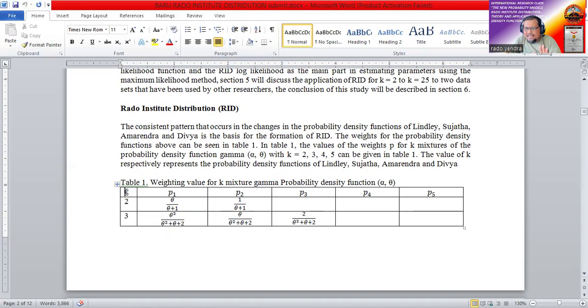K means the number of mixture components. So K equal to 2 means a mixture of two gammas, which is the Lindley distribution, with weights P1 and P2, weight 1 and weight 2. And for K equal to 3, it means the mixture of three gamma distributions, with weight 1, weight 2, and weight 3.